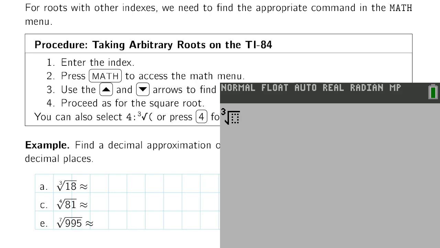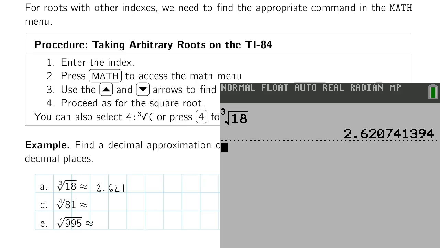Notice that the 3 I had entered previously is now showing up as the index of that root. So 3, and then I have this index. I'm going to enter 18 inside the radical. Again, right arrow to get outside. And I get 2.6207. Rounding to 1 decimal place, that'll be 2.621. And again, that does what I want the third root to do, right?